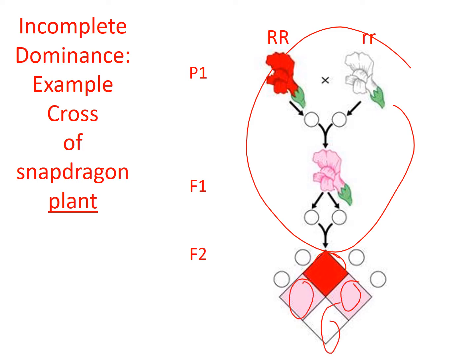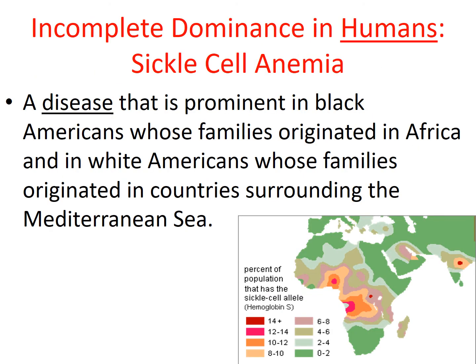Okay. Now, this can happen in adults and happens in humans, and not just adults, kids too. Just basically humans. It's sickle cell anemia. This is a disease that is prominent in Black Americans whose families originated in Africa, and white Americans whose families originated around the Mediterranean Sea.